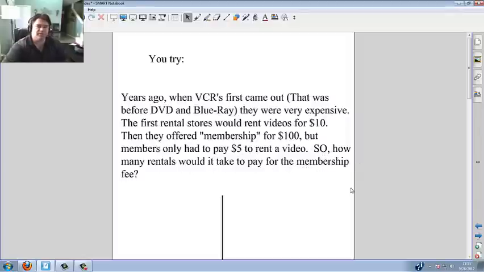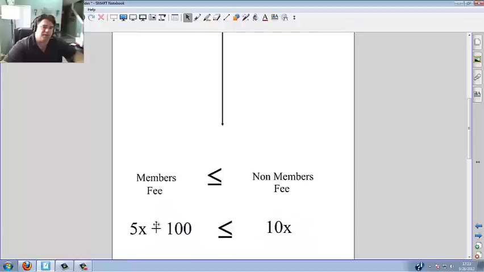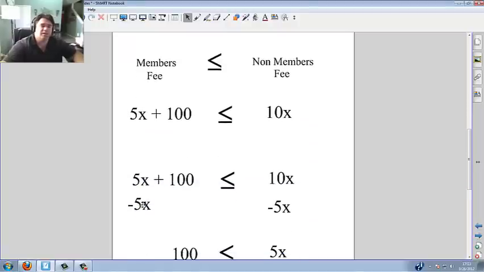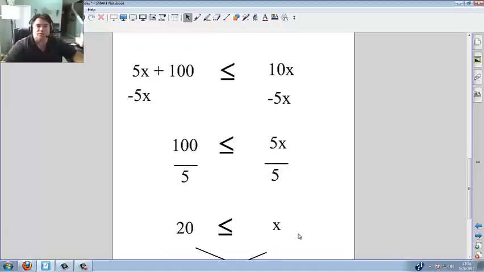Well, let's take a look. On one side, I want to know if I pay the $100 and I'm only paying 5x, when would that be less or equal to just paying $10 a rental? So the members pay the $100, but you're only paying $5 each. The non-members pay $10 each. So minus 5x, minus 5x. We leave our 100, and this is 5x. Now, instead of times 5, we divide by 5, on one side and the other. Now you have 20 is less or equal to x.